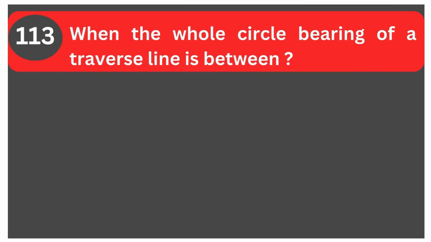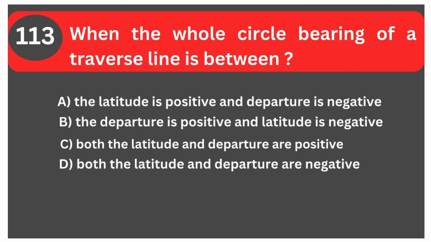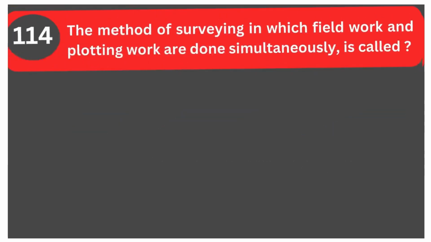When the whole circle bearing of a traverse line is between. Options: A. The latitude is positive and departure is negative. B. The departure is positive and latitude is negative. C. Both the latitude and departure are positive. D. Both the latitude and departure are negative. Answer B. The departure is positive and latitude is negative.